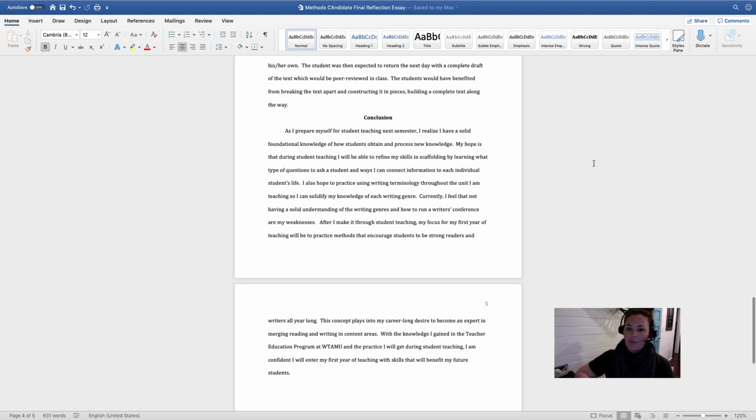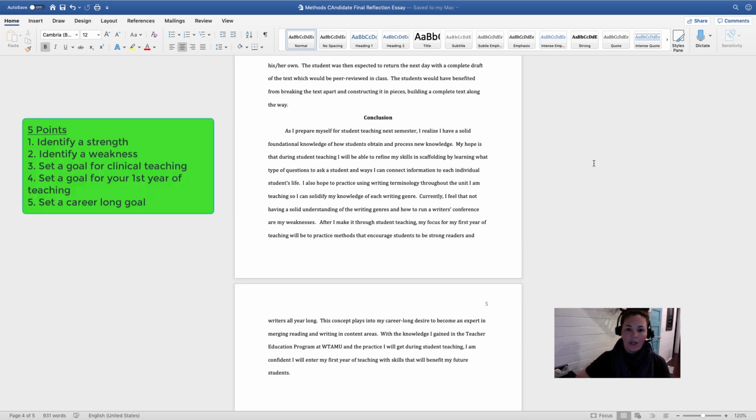Last section that everybody's going to do is the conclusion. This section is worth 5 points and there's 5 parts. The first thing I want you to do is identify a strength that you have right now as a methods candidate. Then I want you to tell me what one of your weaknesses is. What's the area that you need to work on the most?